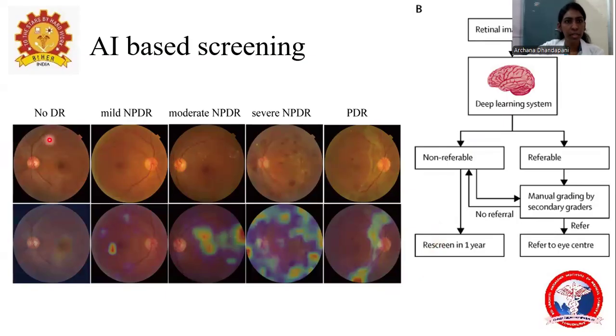So you can see here that this image, these are the fundus photographs of the patients, and below is how the machine with the AI reads the image. So this is a patient with a fundus photo with no diabetic retinopathy. Okay. So the image in the AI-based machine is also looking normal.